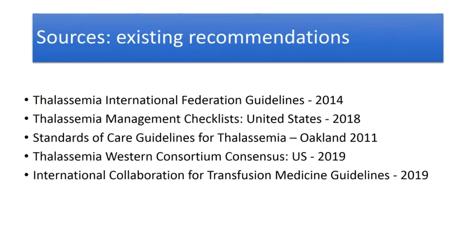Here are listed some of the sources that we've used for making our recommendations: the Thalassemia International Federation guidelines from 2014, the Thalassemia Management Checklists that were developed in 2018, the Standard of Care guidelines that were developed by Oakland Thalassemia Center in 2011, the Thalassemia Western Consortium Consensus in 2018-2019, and more recently, the International Collaboration for Transfusion Medicine guidelines.